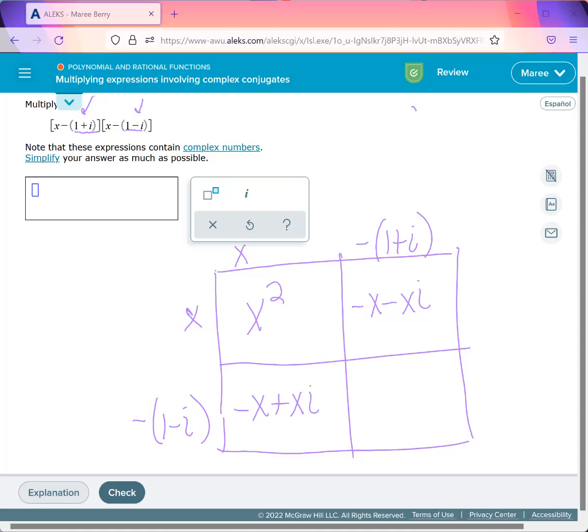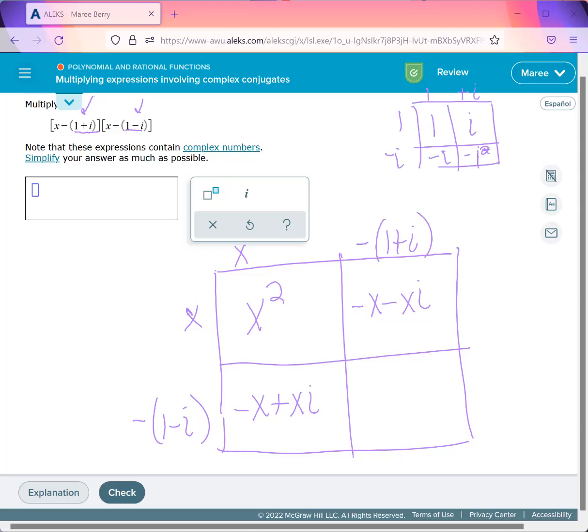And then when we multiply these two together, it becomes positive. And we have another little area model that we can do for that one. So we have 1 plus i and 1 minus i. 1 times 1 is 1. 1 times i is i. 1 times negative i is negative i. And i times negative i is negative i squared.